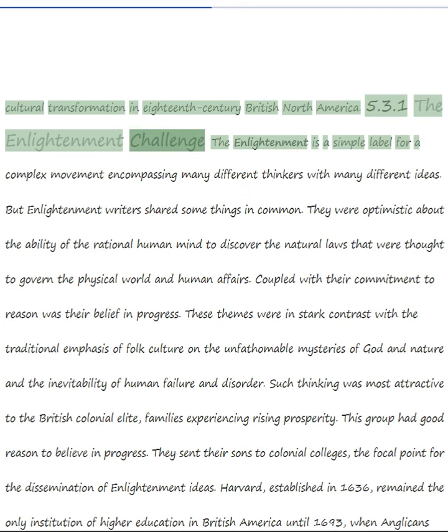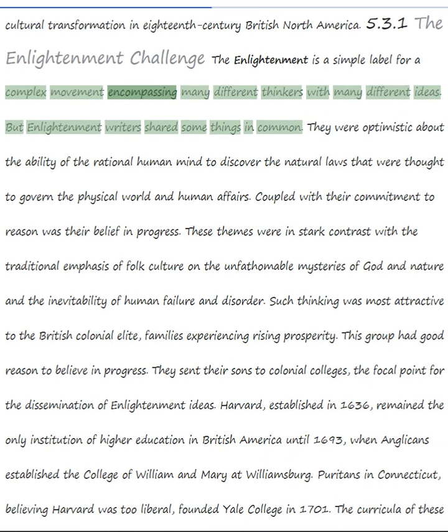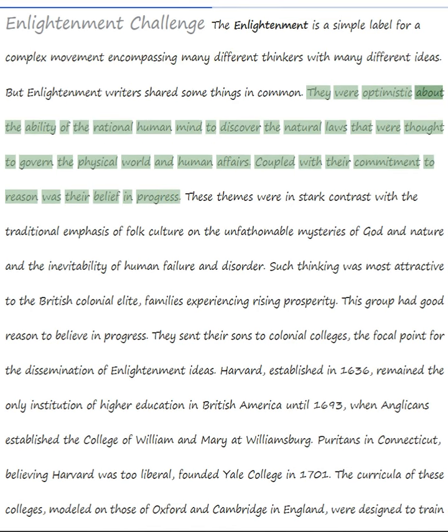5.3.1 The Enlightenment challenge. The Enlightenment is a simple label for a complex movement encompassing many different thinkers with many different ideas. But Enlightenment writers shared some things in common. They were optimistic about the ability of the rational human mind to discover the natural laws that were thought to govern the physical world and human affairs. Coupled with their commitment to reason was their belief in progress.